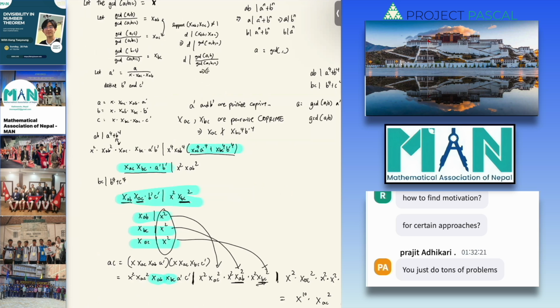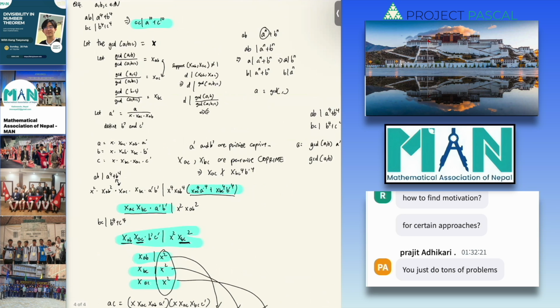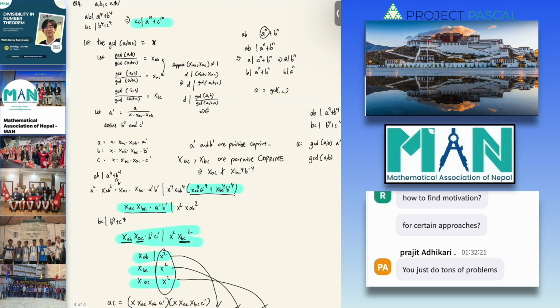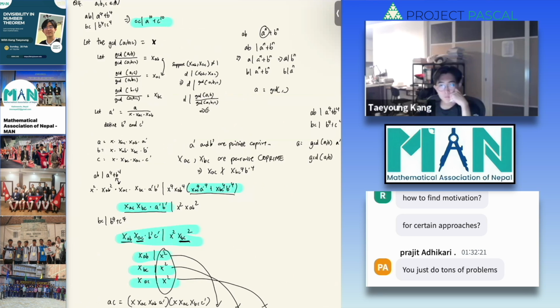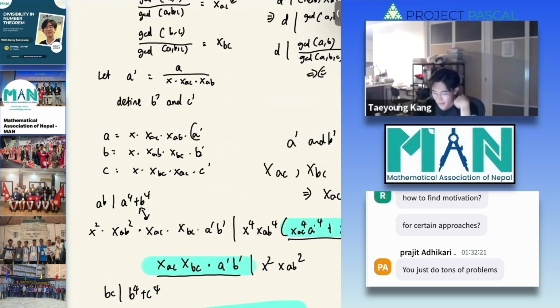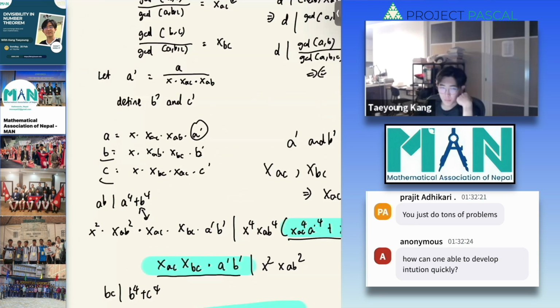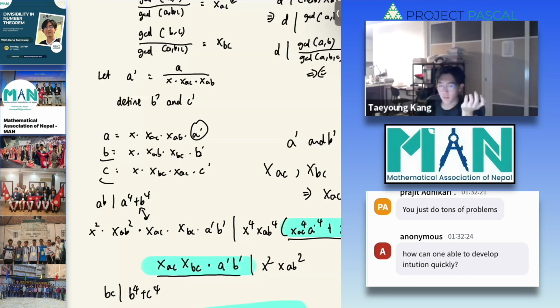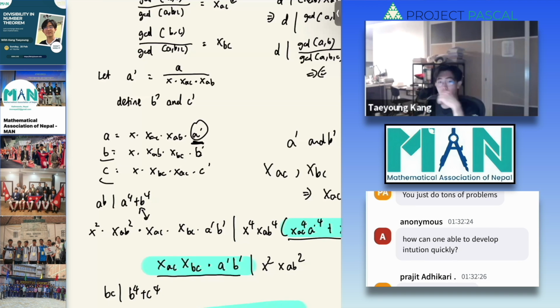Any particular reason for using A prime? So we can express A in terms of this multiplication of GCD and the prime. Because maybe A has some unique prime that B and C do not have, right? And we will need to include that in the product. So we must have an A prime term.